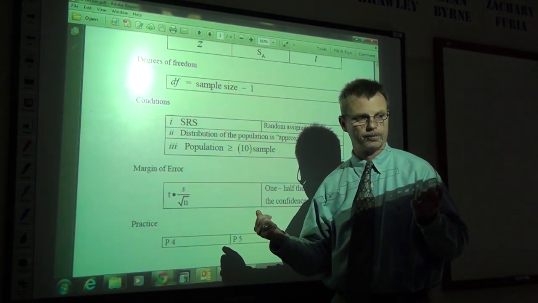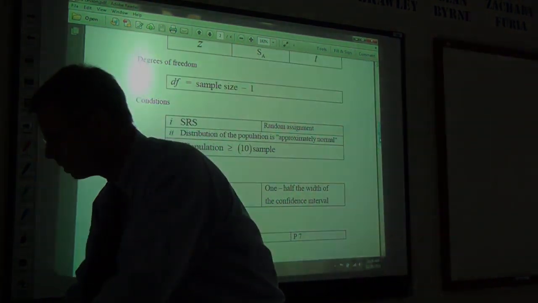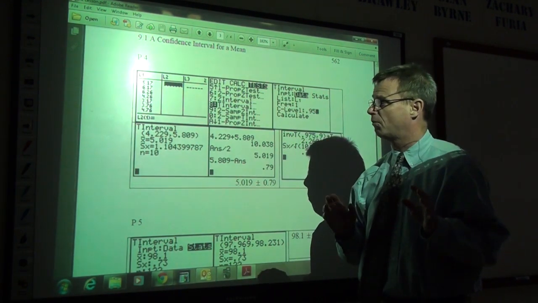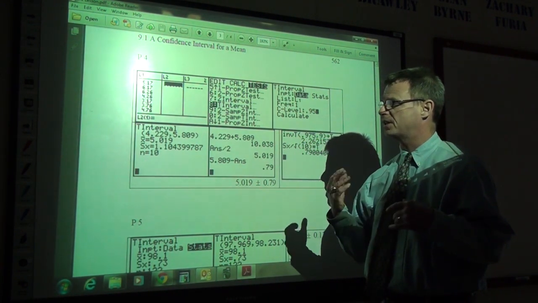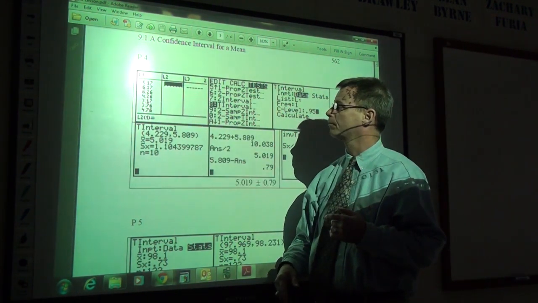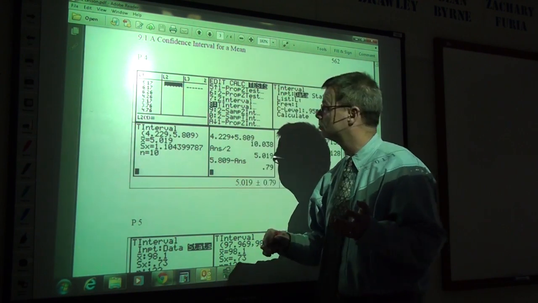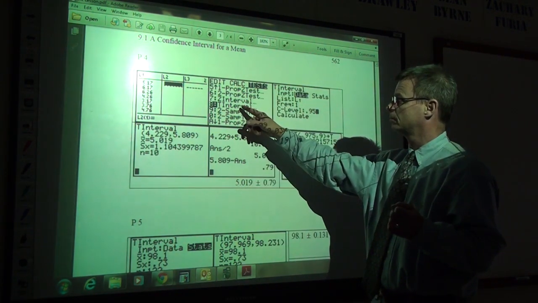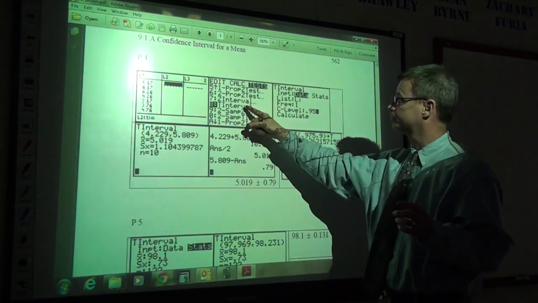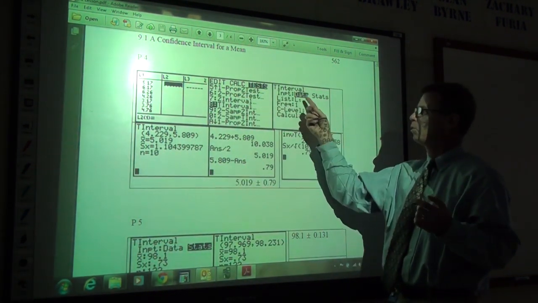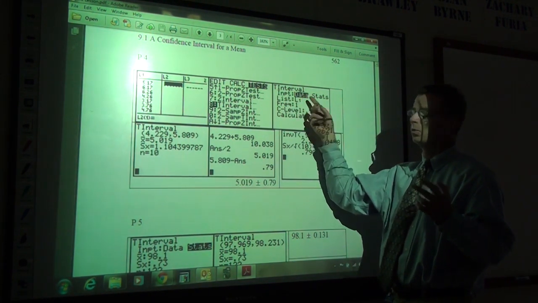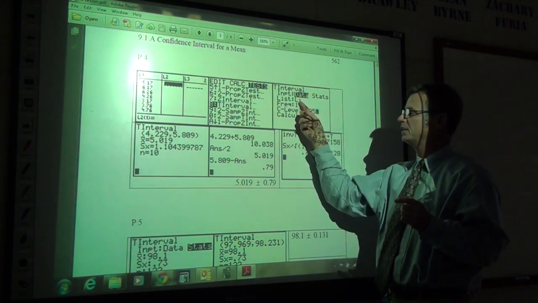Okay, P4 asks for a 95% confidence interval for the concentration of this toxin. So we put the values in our list, and we went to stat test 8. And what we're doing, we're inputting actual data. So we have an option here. We have all the data. We have the raw data. It's in list 1.